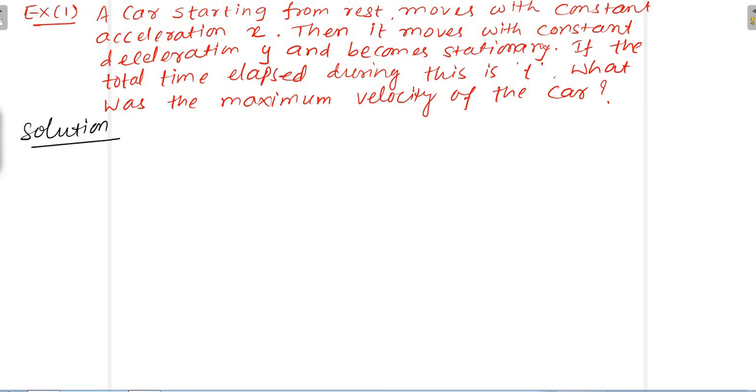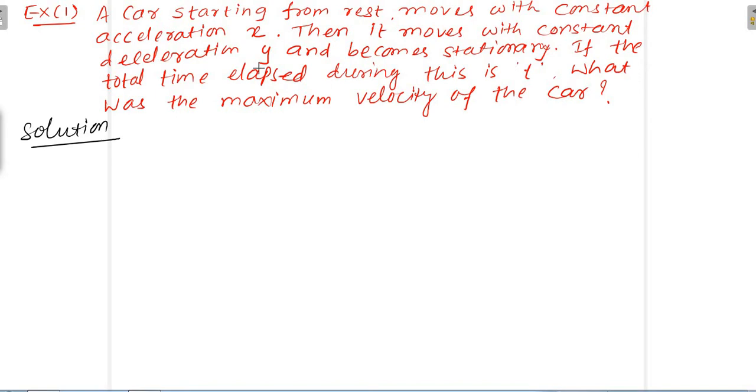Welcome friends. In previous sessions we had discussed the theory part of the chapter, motion in a straight line. Now let's try to solve examples or problems based on the things which we have learned in this chapter, right? Now there can be any number of different varieties of numericals or problems thrown at you.